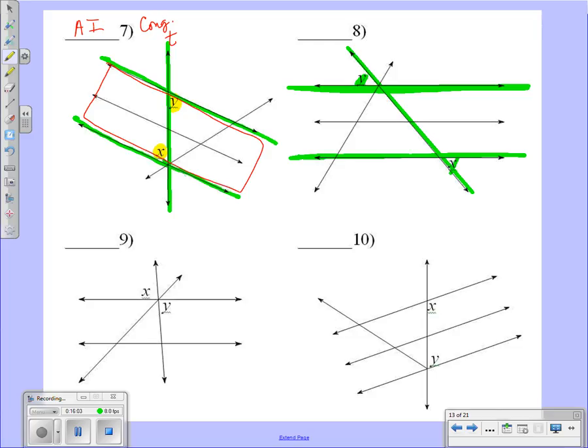You can now look to see where the angles are in relationship to the two lines. Notice these are on opposite sides of the transversal, or alternating sides of the transversal. So that's part of it. You're going to come up with the rest.